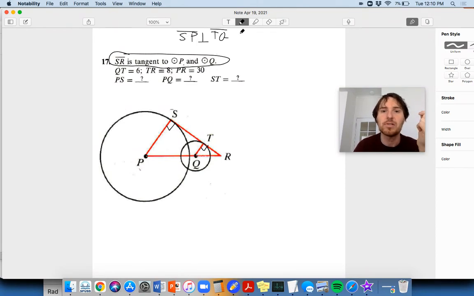SP is perpendicular to TQ, and also SP is perpendicular to SR. This can give me another thing that I can potentially follow. But what I'm spying here is that these two coplanar lines, with this kind of transversal, are each perpendicular to the same line. SP perpendicular to SR, and also TQ perpendicular to SR.